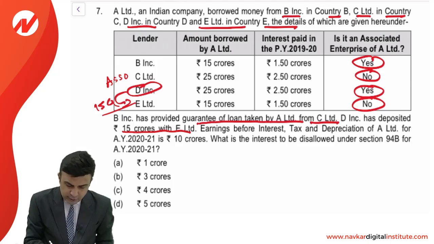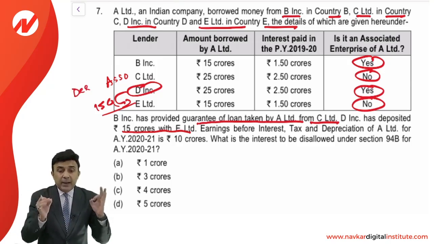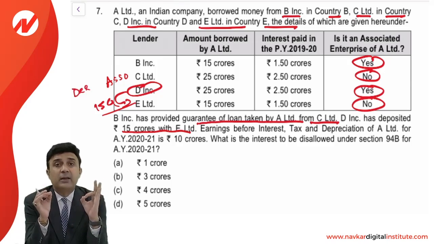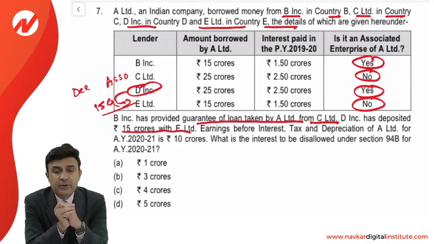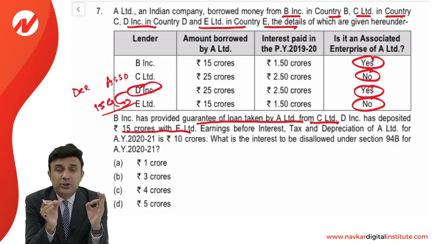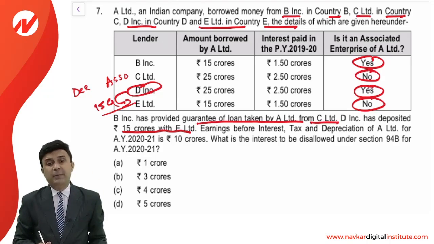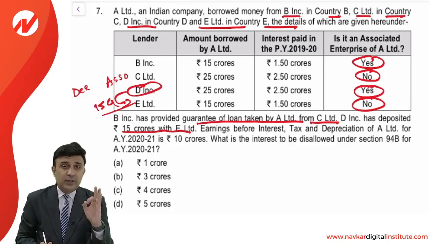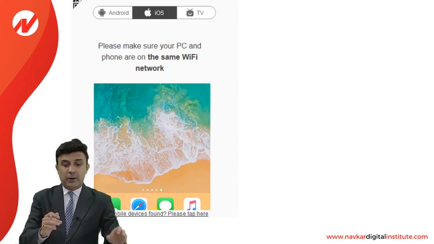The whole interest of 8 crore is said to have been paid by me to my associate only. How come 8 crore? 1.5, 2.5, 1.5 and 2.5 crore is said to have been paid by me to my associate only. Now, if I am paying interest to associate, section 94B will be coming into play. Question arises, what exactly section 94B talks about?